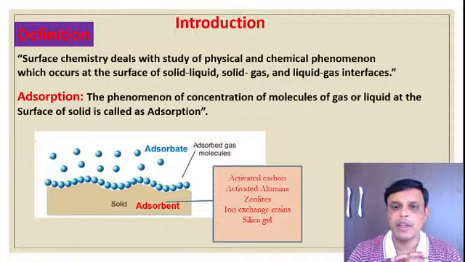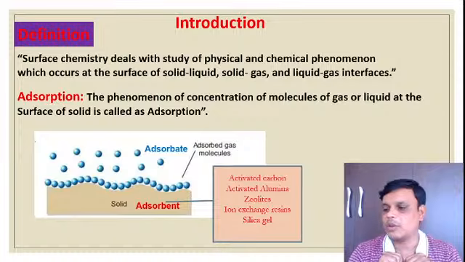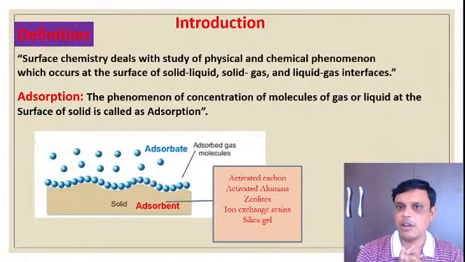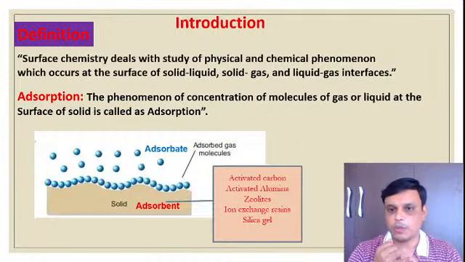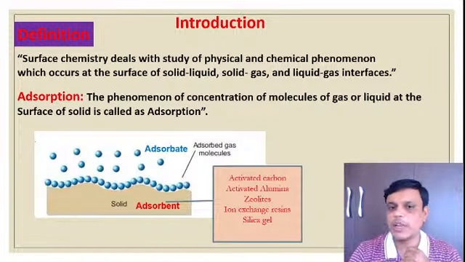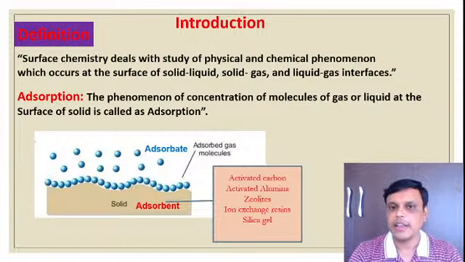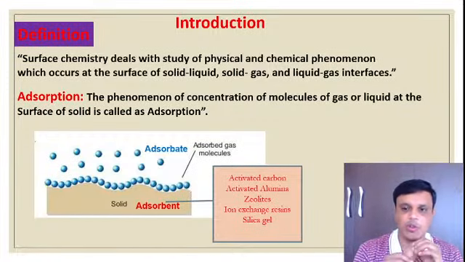Why is this high surface area present in all these substances? Because they are porous in nature. They have different types of pores. They contain micropores, they contain macropores. So these examples, that is activated carbon, activated alumina, zeolite, ion exchange resin, silica gel, act as adsorbents. That means they can accumulate or concentrate different molecules of gas on their external surface.